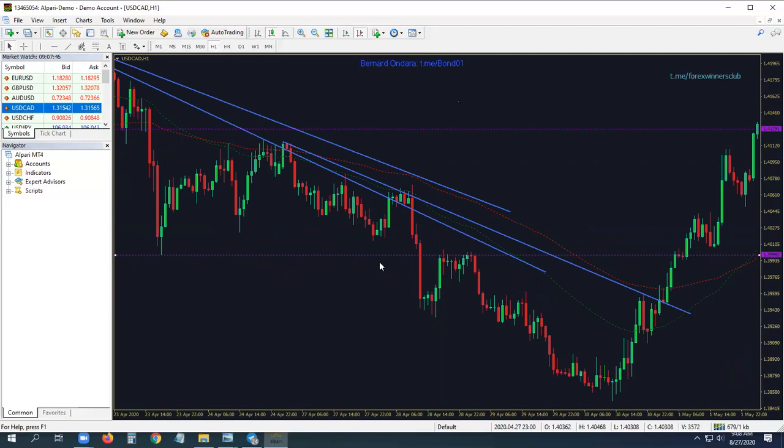But there are times where I can enter a trade and let the market keep going, because I know in a downtrend the market can continue going down and break support. So I can still enter that trade and put my target below this level because I know this level is likely to be broken.